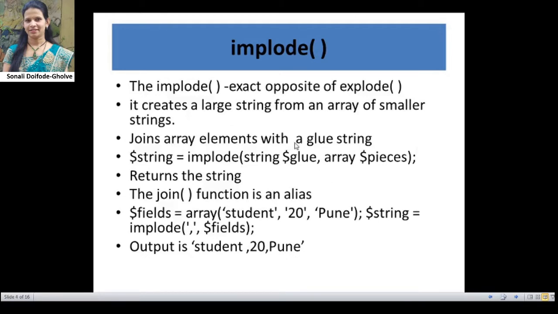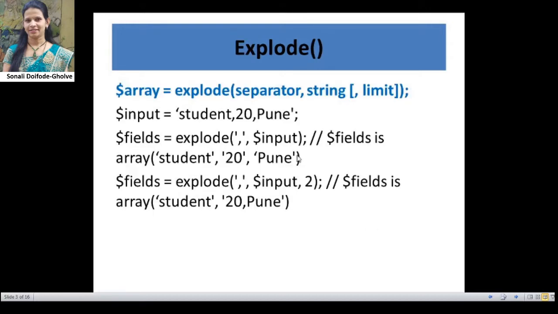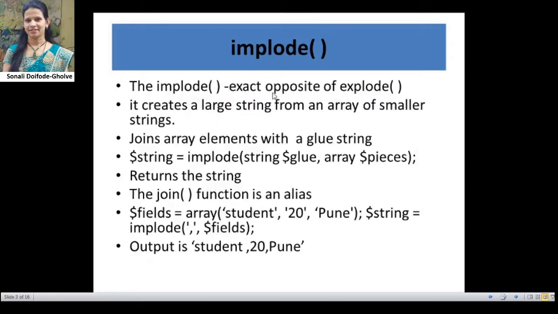It joins the array elements with a glue string. Glue is a separator. See, in the explode function we use the separator here, and in the implode function we use the glue here: comma, array, $pieces. It returns the string. We can also use the join function. It is an alias of the implode function. See how it will work here.